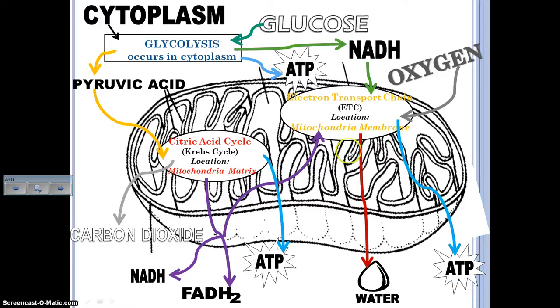Water is produced as a waste product, and then at every step we have the production of ATP, so ATP are being produced by the electron transport chain, and this is where most of your energy comes from in cell respiration. So 34 ATP are produced at this step. So 2 ATP produced at glycolysis, 2 ATP produced at the citric acid cycle, and 34 ATP produced in the electron transport chain, for a total of 38 ATP produced by cell respiration.